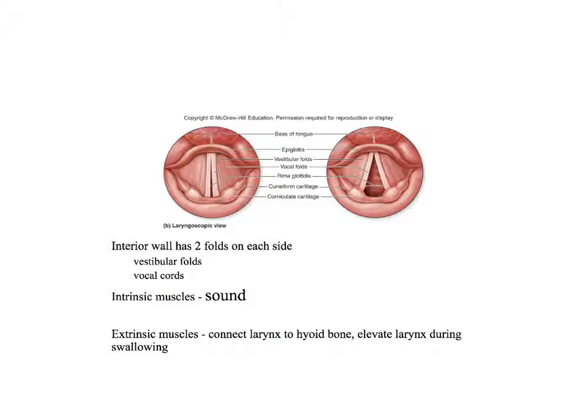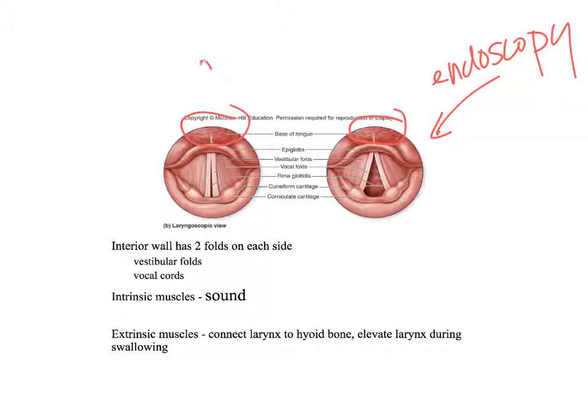Now, if you look inside, so if I took a scope, like if you did an endoscopy, and put it down into your throat and started looking into your larynx, here's the tongue, here's the base of the tongue, so this is the anterior. Here's the epiglottis, and it can fold over and cover this up when it folds down.